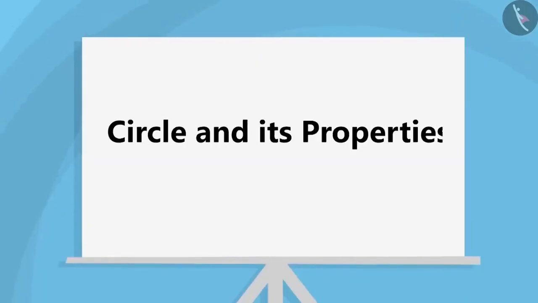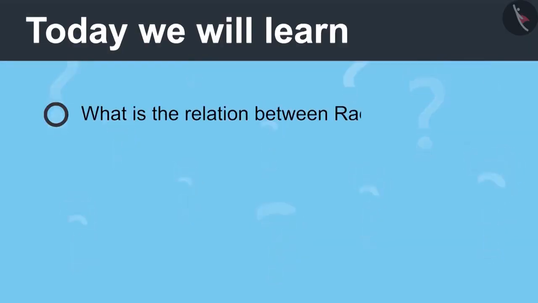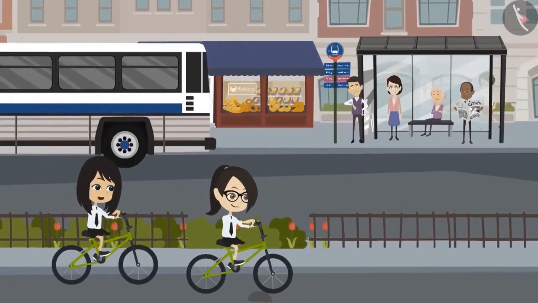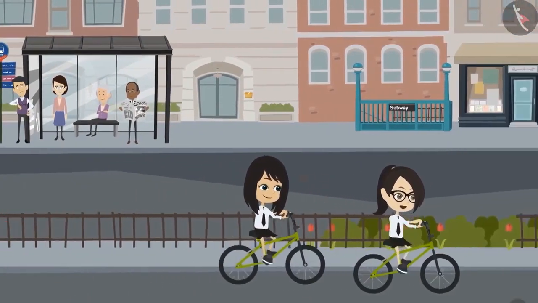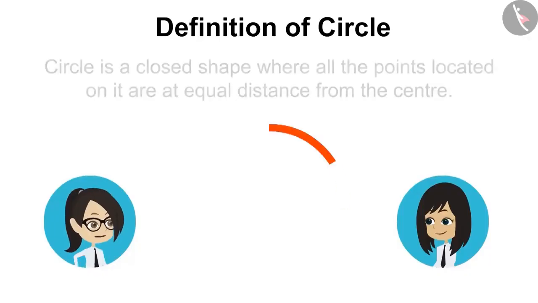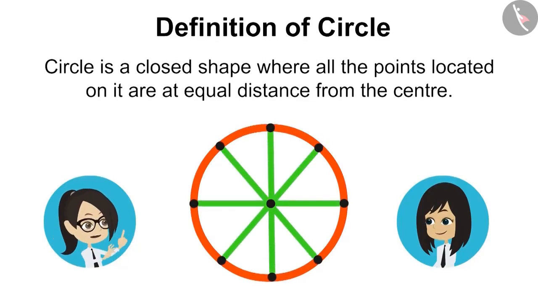Circle and its properties. Part 2. Today we will learn what is the relation between the radius and circle. Remember, what did Sir tell us about circle yesterday? Yes, I remember it well. Circle is a closed shape where all the points located on it are at an equal distance from the center.